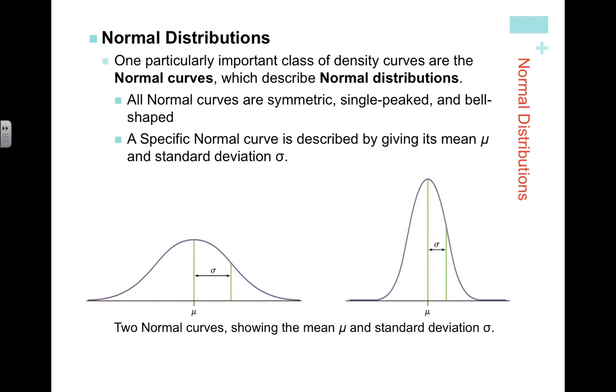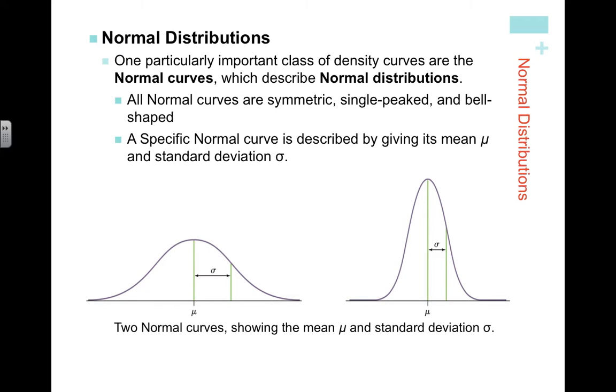So now we're going to talk more about our density curves, but we're not going to call them density curves anymore. We'll call them our normal curves or normal distributions. One particularly important class of density curves are normal curves, which are described by a normal distribution. We capitalize the N in Normal because they're not normal at all. They're not usual or typical. They're very special, so we show that by capitalizing it.